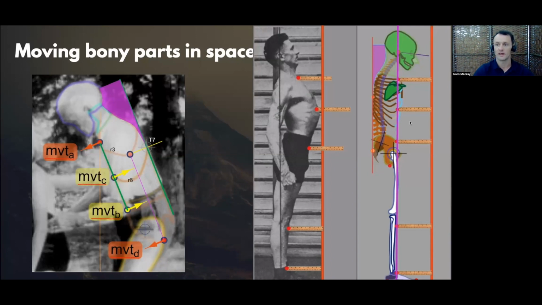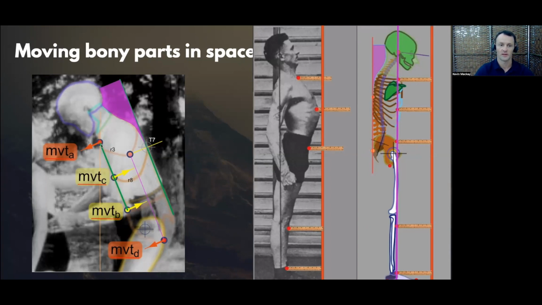And you'll see on the right there's a diagram of what it looks like if you were to expand and lengthen the torso, using these bony parts as a reference point. If you look at the image on the left, these are movements. This is Alexander, and he's doing movements all at the same time.